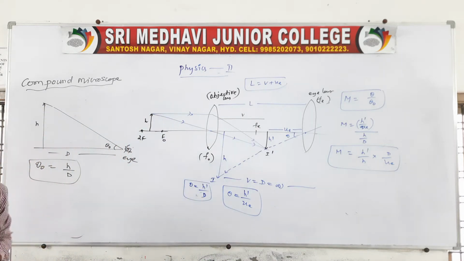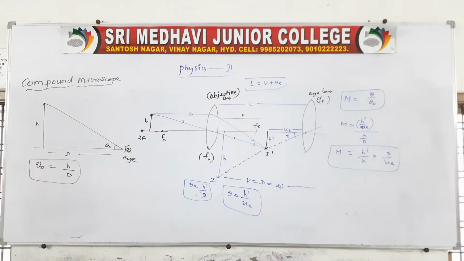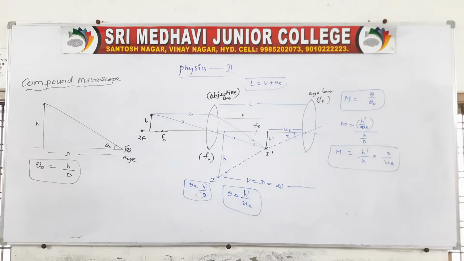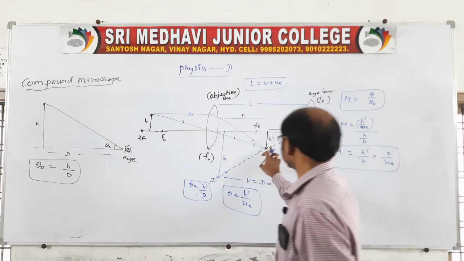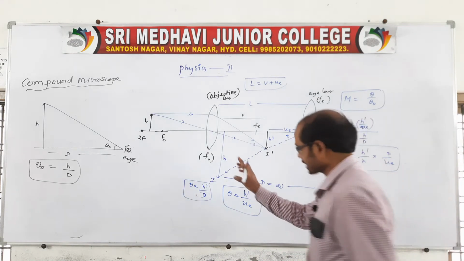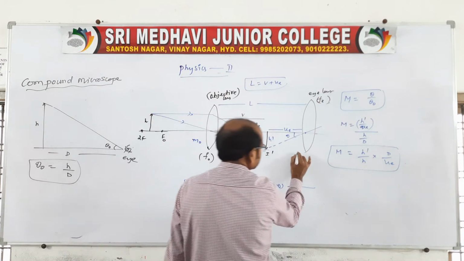Clear? So you go through this, then after this we have other explanations also, I will tell you. That is related to h dash by h. h dash by h is nothing but, we can say the object is h and the image is h dash, so the magnification by the lens, for this lens is m naught, and for this lens is me.